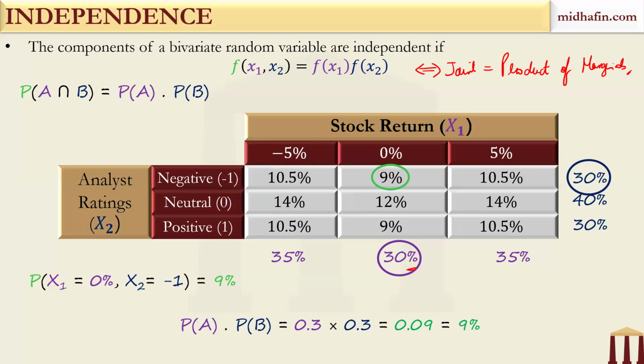Okay. So for every single cell, this is completely the same. The joint is equal to the product of marginals, and that is why in this case with these numbers, these two events are independent of each other. Okay, so the numbers have been tweaked a little just to make this example clear.